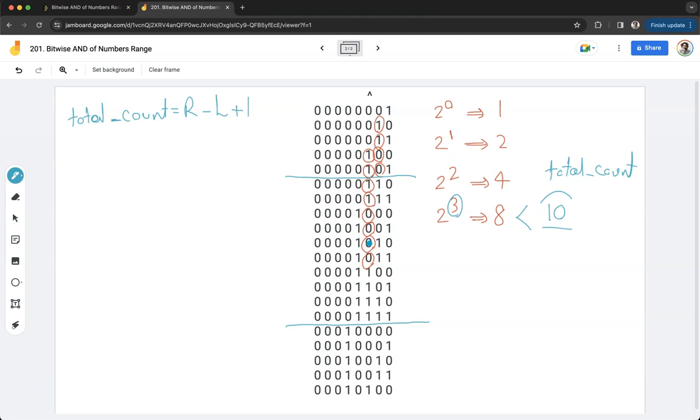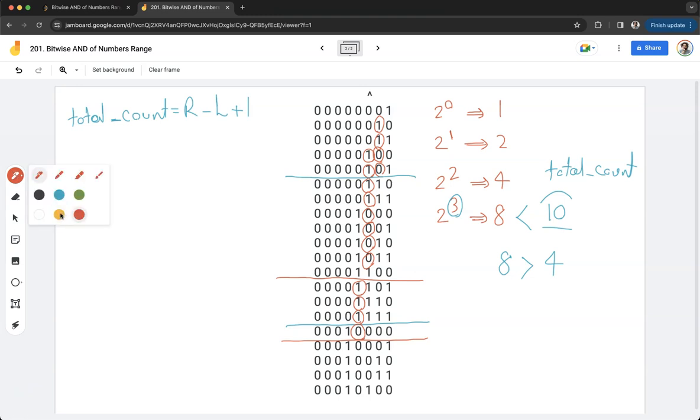But otherwise, if total count is less than this period length, let's say, for example, it is 4. Now we know 4 is less than 8. So now it depends. Where is that 4 starting? Like, where is the left and where is the right? So if it's here, from here to here, like this one, this one, this one, and this one. So you see that here we have 1, 0.